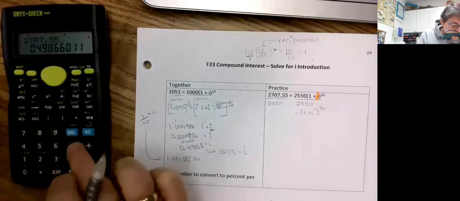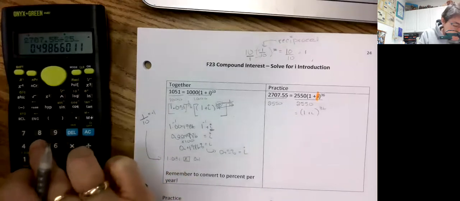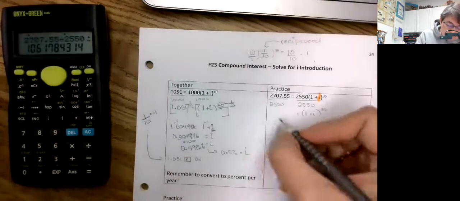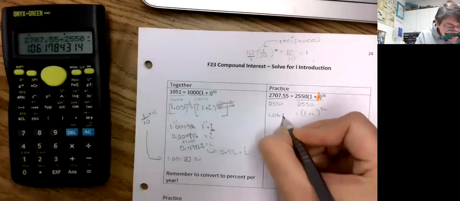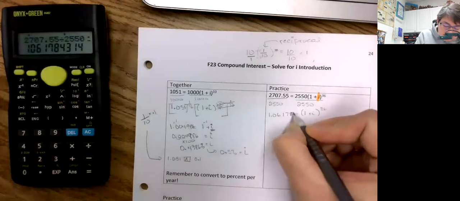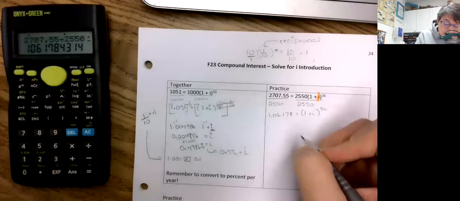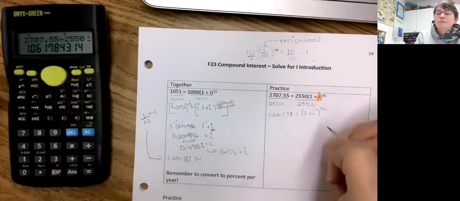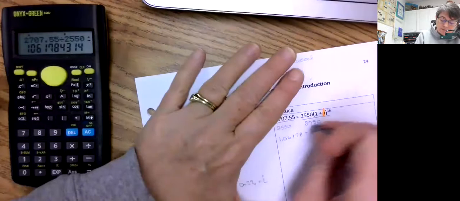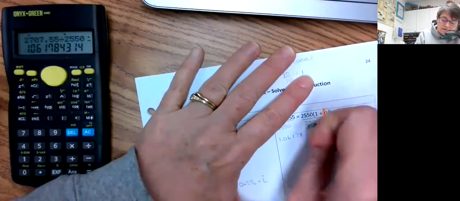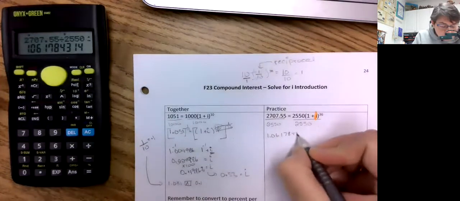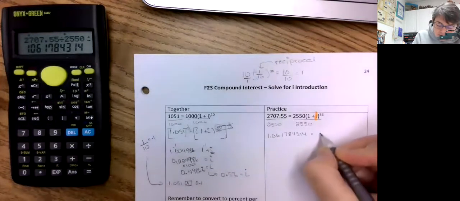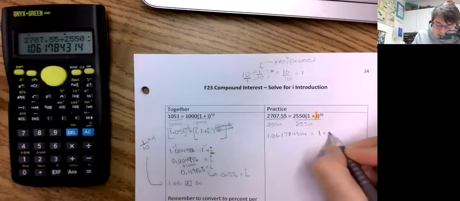2707.55 divided by 2550. 1.06178. I think I'm going to have to make up some kind of rule on how many decimal places to carry. When in doubt, carry lots. 4314. 1 plus I to the 36.